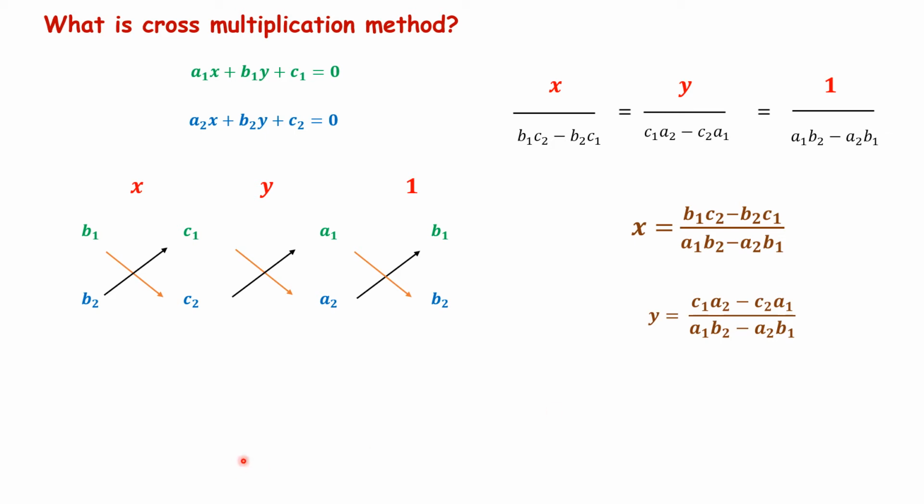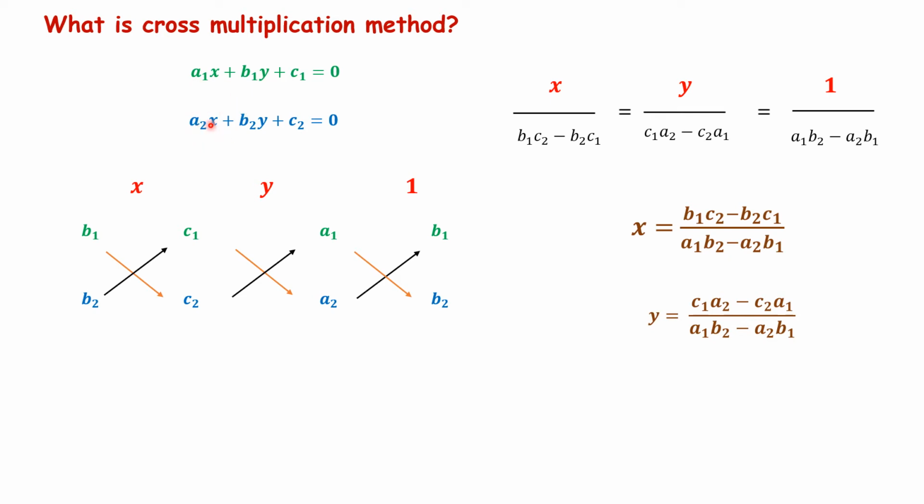You can ask me what is the logic behind this. Why are we writing like this and finding the values of x and y? The logic behind this method is ultimately the elimination method, children. If we want to eliminate any one variable, what do we usually do? We find the LCM of the coefficients and make the coefficients equal to the LCM.